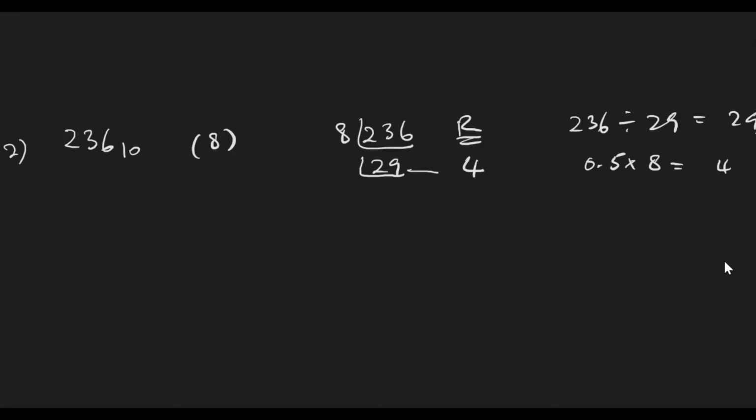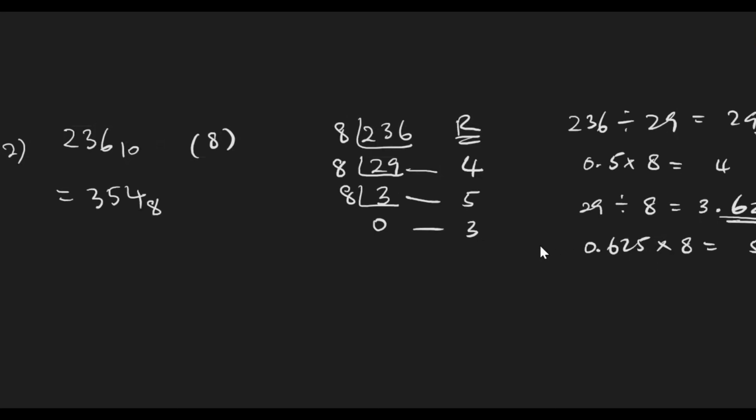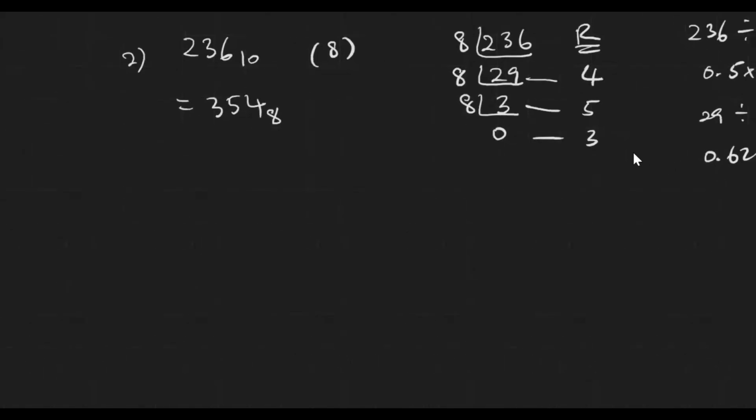Now if you don't believe me, we'll try one more. 29 divided by 8 gives you a 3, right? So 29 divided by 8 is actually 3.625. Again, using the decimal number here, multiply with the 8. And in this case, you will get 5. So this is the remainder. Okay, you need to divide until you get 0. Therefore, the answer is 354 base 8. Pretty quick way to find. You can do it with other bases as well, not just 8.